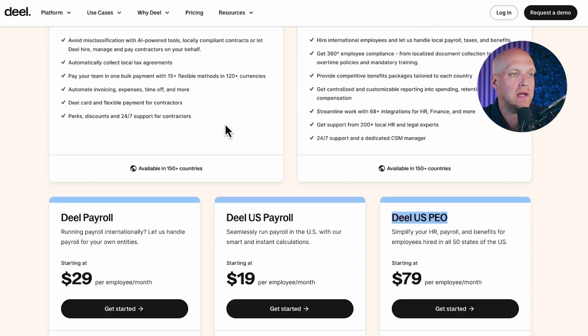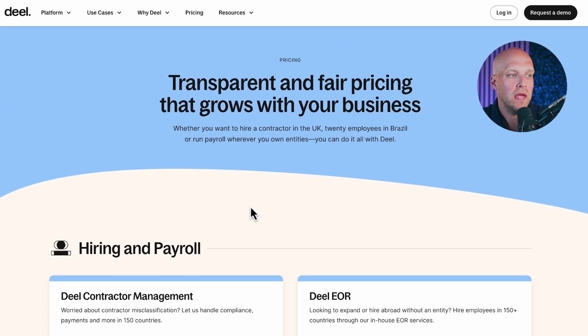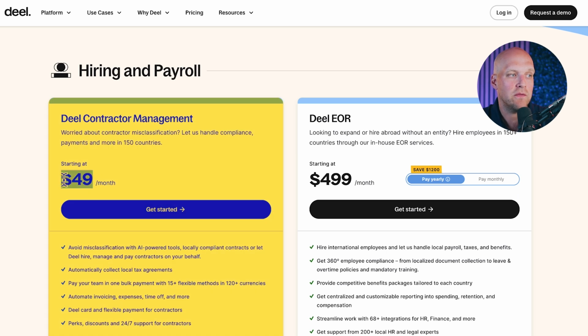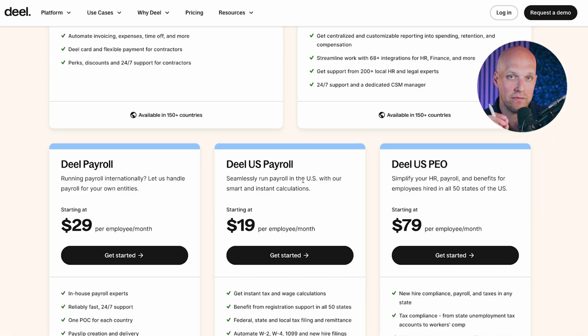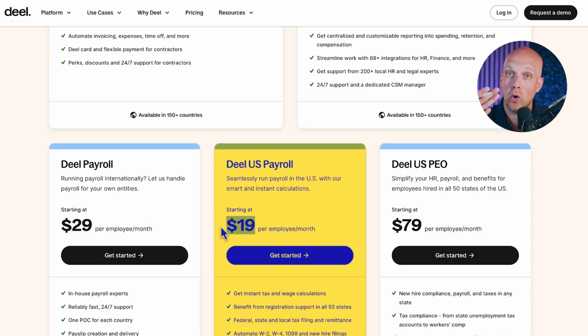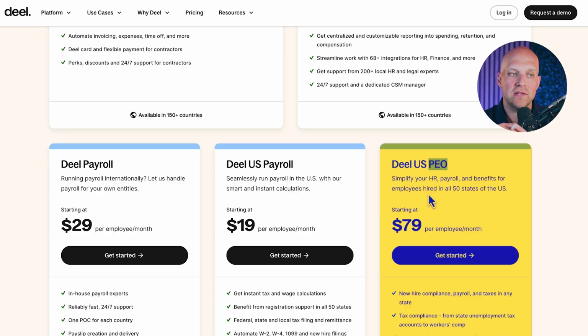Why don't we take a look at pricing on Deel.com and break it down for you? What you can see here is Deel Contractor Management at $49 a month. Then Employer of Record, which we talked about, where you don't need a legal entity, is $4.99 a month for that employee. If you did have legal entities, it would be $29 per employee. But most people watching this are not going to have legal entities set up in all these countries. The nice thing about Deel is that you can run your US payroll through it. Since you most likely have a legal entity in the US, if you want to enter into a PEO, a professional employer organization, they can handle things like HR, payroll, and benefits starting at $79 per month per employee.